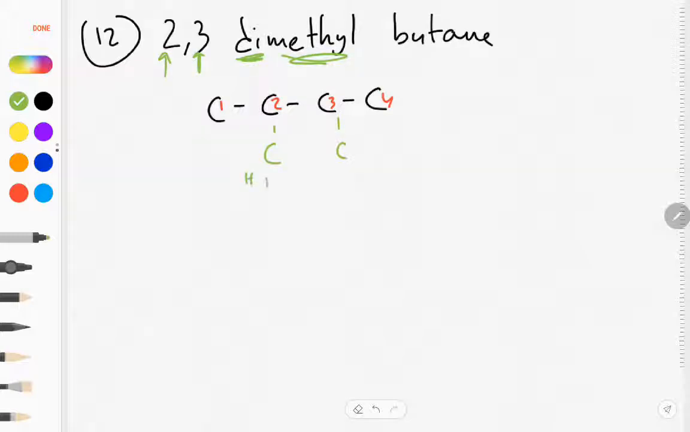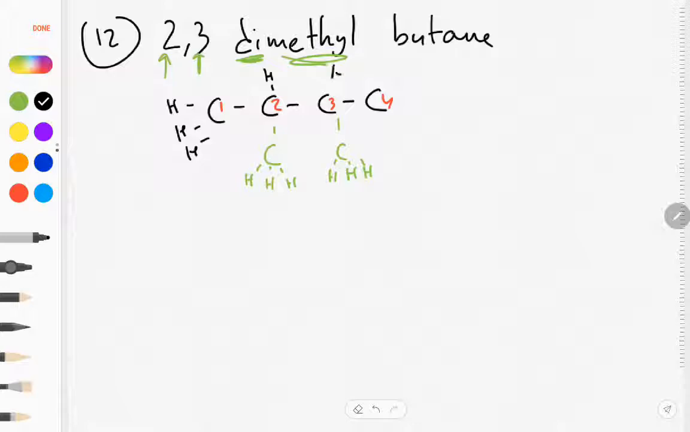Now you just fill in your hydrogens, and do it for every other one. La la la la. And you're done. 2,3-dimethylbutane. Wasn't that simple? Yes, it was. If you thought that was hard, you're wrong.